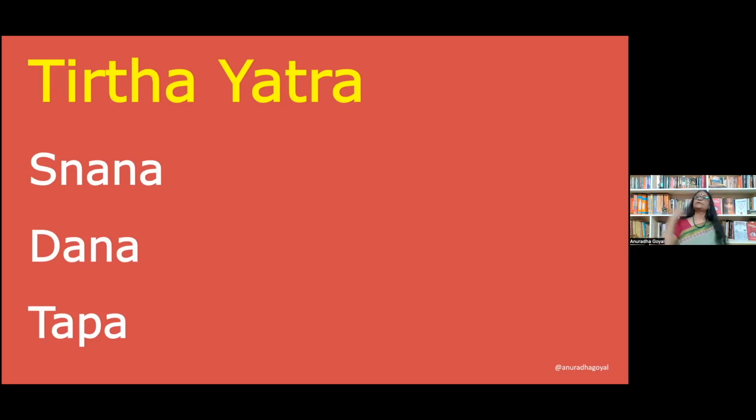So the three primary things that are prescribed at a Tirtha Sthala are Snan, which is a ritual bath, which does not mean a bath actually, it means a dip in the holy waters; Dan, which is charity; and Tapah, which is doing tapasya. So Snan is very simple because there are water bodies. Every Tirtha has a water body associated with it. So you go and take a dip in it.